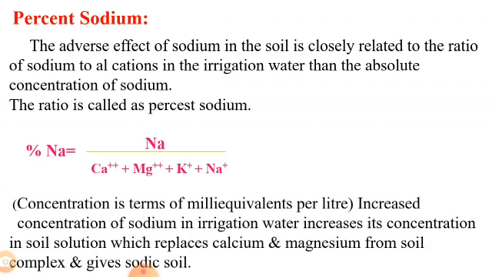So this is the formula to calculate percent sodium, or the ratio of sodium to different cations like divalent calcium, divalent magnesium, monovalent potassium and monovalent sodium. The concentration is in milliequivalents per liter. Increased concentration of sodium in irrigation water increases its concentration in soil solution, which replaces calcium and magnesium from soil complexes and gives sodic soil.